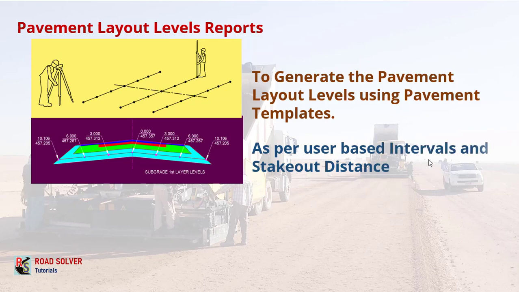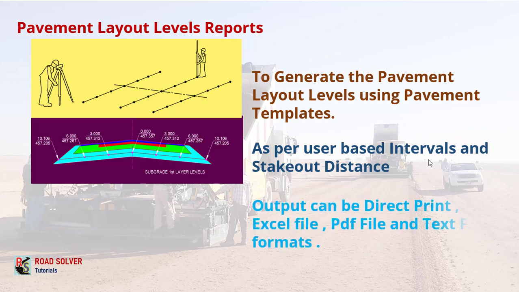Then second, as per the user-based intervals and stakeout distance. The intervals should be from user selection only. Directly you can set it to 10 meters or 12 meters or 12.5 or 20 meters, whatever the user requires, you can use that interval distance for stations. And then the stakeout distance between the 2 points, that is 3 meters or 2.5, whatever the user likes, you can create it. The output will be direct print, an Excel file, a PDF file and text file formats.